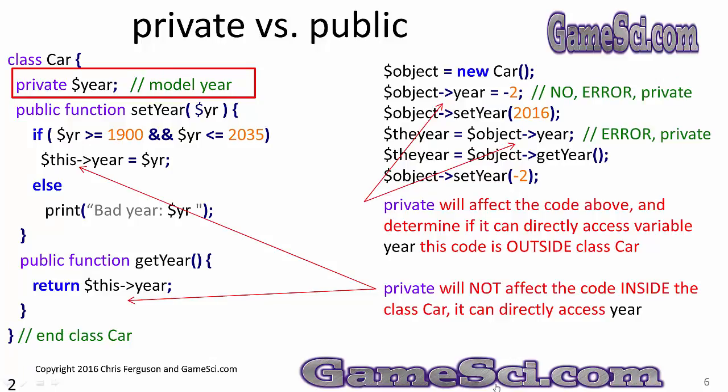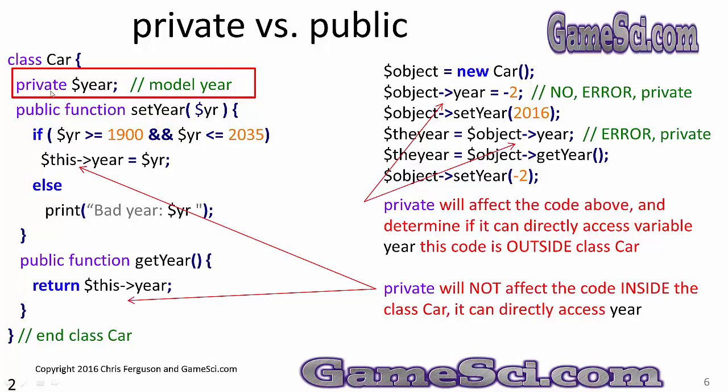Private will affect the code above and determine if it can directly access the variable year. This is the code outside the class. Private will not affect the code inside the class car because it can directly access the year. This affects a lot of things, so follow with me on this slide.